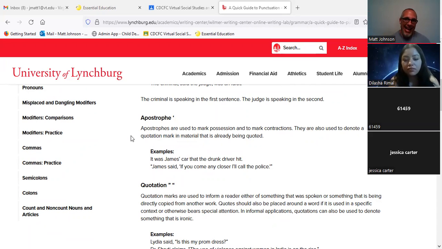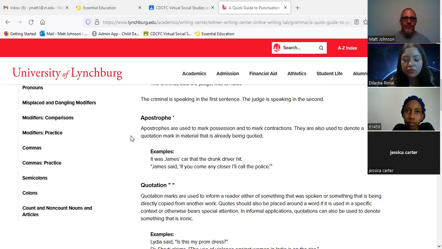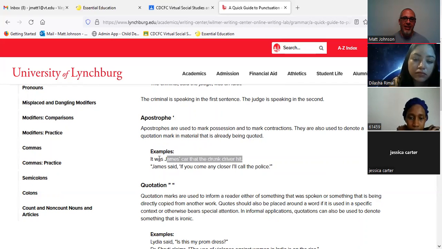Or possession. So it was James, and that's wrong. The example they have there is wrong. It was James's car that the drunk driver hit. Here's a really good example, and I'm really upset that a university let this slide.